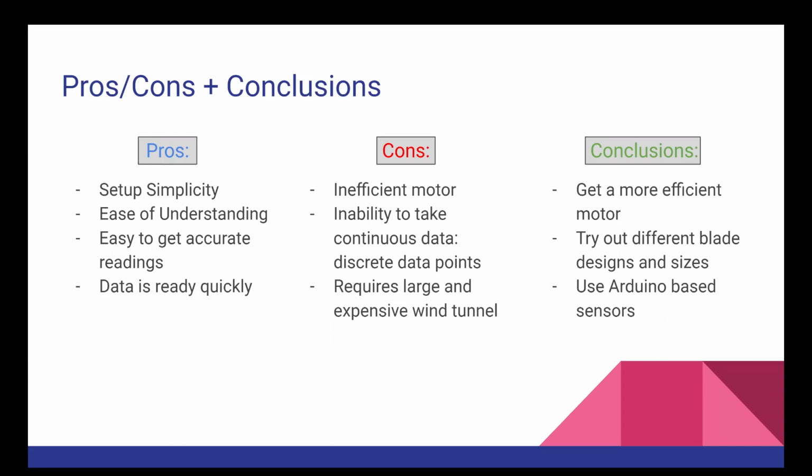In terms of cons, we have an inefficient motor. We have an inability to take continuous data, that is, only discrete data points, and it requires a large and expensive wind tunnel, which kind of bars the entry for people trying to do this at home. In conclusion, we found that we would need to get a more efficient motor, try out different blade designs and sizes, and use Arduino-based sensors to get a more accurate and better reading overall.